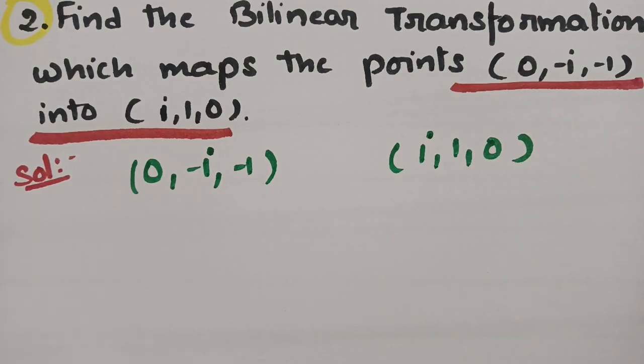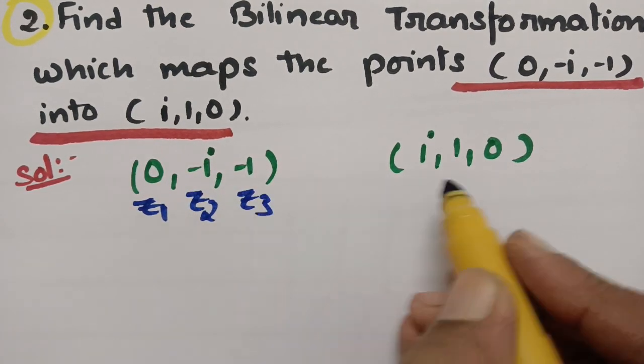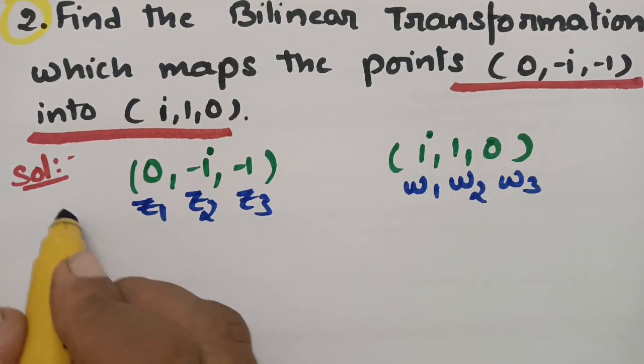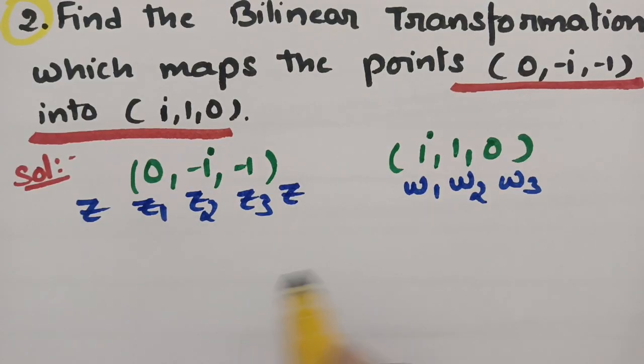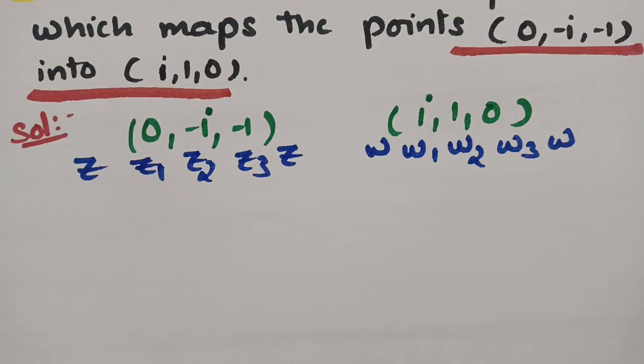Now we have to name these. So how to name these? The first set I am naming as z1. So this is z2 and this is z3. So this is w1, this is w2 and this is w3. So I am adding z here, and here also w. And see how to remember this one. So how to remember this formula? First of all, we have to take the 4 points here.